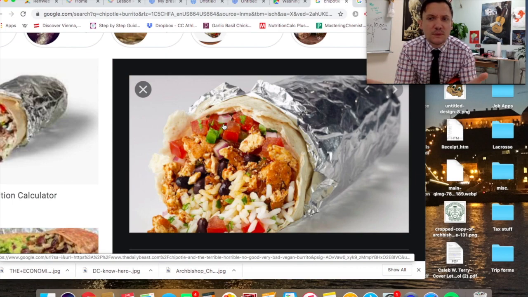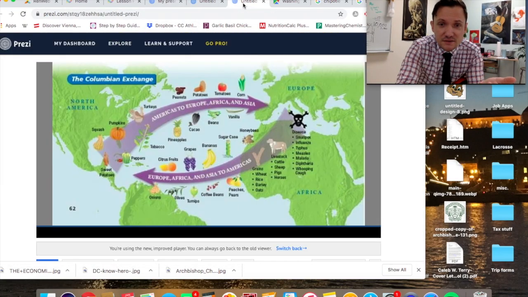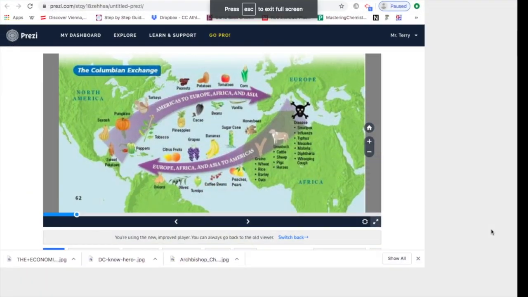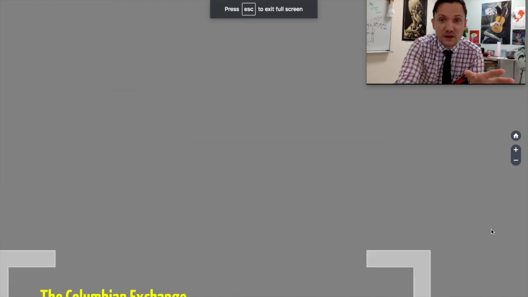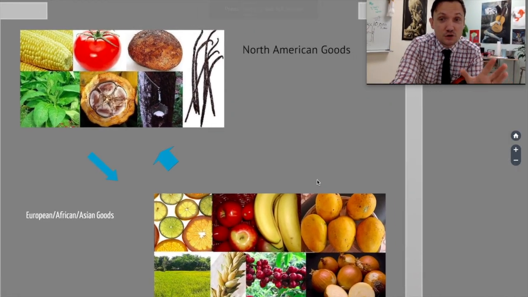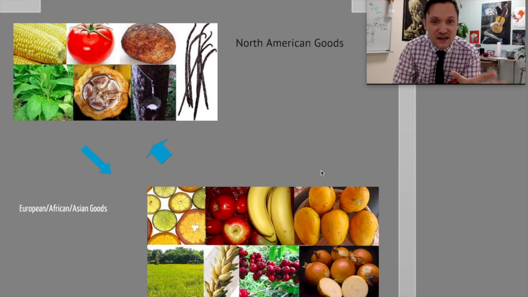So, for example, Europeans didn't know what chocolate was. They didn't know what potatoes were. They didn't know what corn was. They didn't even eat tomatoes for a long time because they thought they were probably poisonous, right? As you can tell, the Columbian Exchange is a very, very important thing. And here's a picture just so you can further understand it.